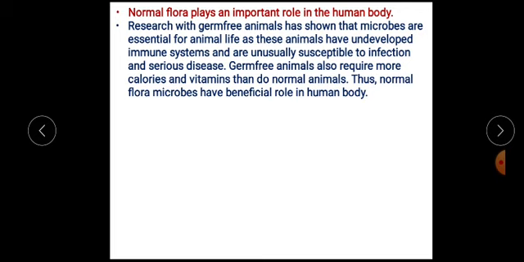So this study has shown that microbes are essential for human life. That means normal flora is essential for the healthy life of animals. It has been seen that these germ-free animals have an underdeveloped immune system. That means the resistance power is decreased, and they are susceptible to infection and various serious diseases. These germ-free animals also require more calories, nutrition, vitamins, and growth factors than other normal animals. Thus, normal flora microbes have a beneficial role in the human body. So this study shows that the presence of microorganisms in our body is highly essential.